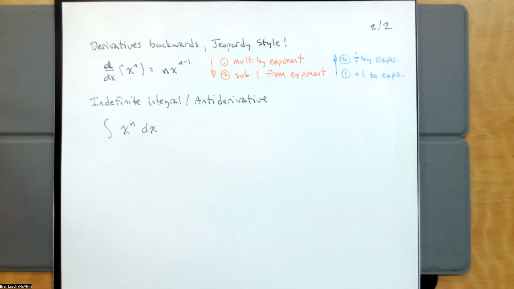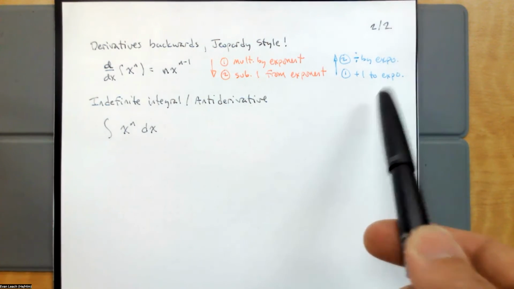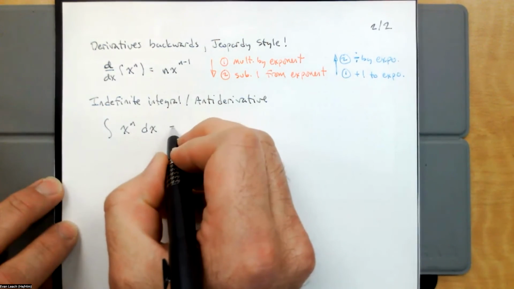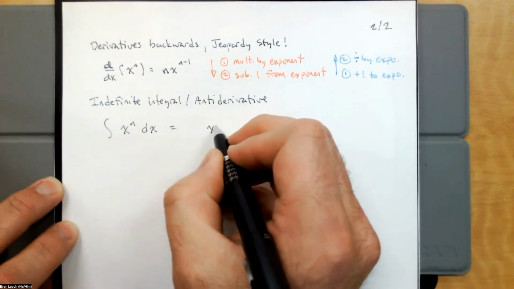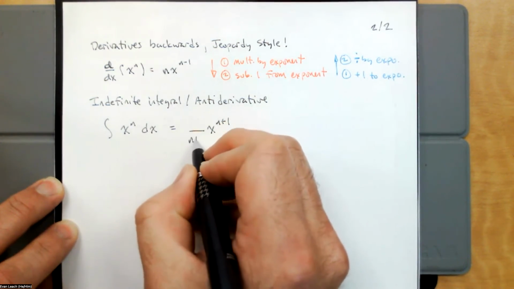We're just flying through notation today. This is an indefinite integral because I didn't say from A to B. This is just the integral of x to the n dn. And we're going to follow these instructions. We're going to add 1 to the exponents. And then we'll divide by the exponents.